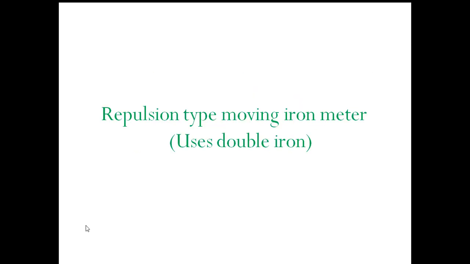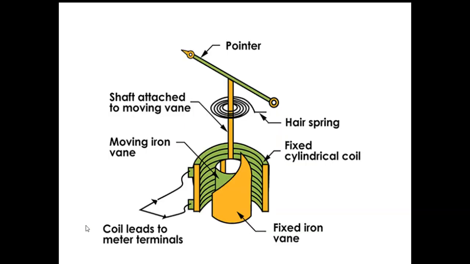Now we will see the next type of meter, the repulsion type moving iron instrument. In this repulsion type moving iron instrument, we are using two iron pieces. So we will see the construction and working.